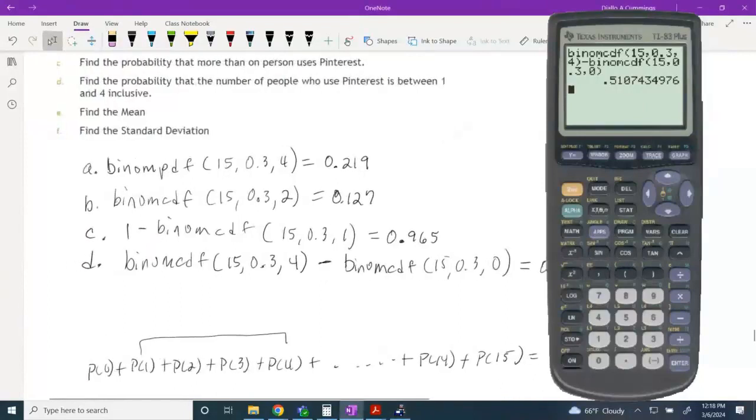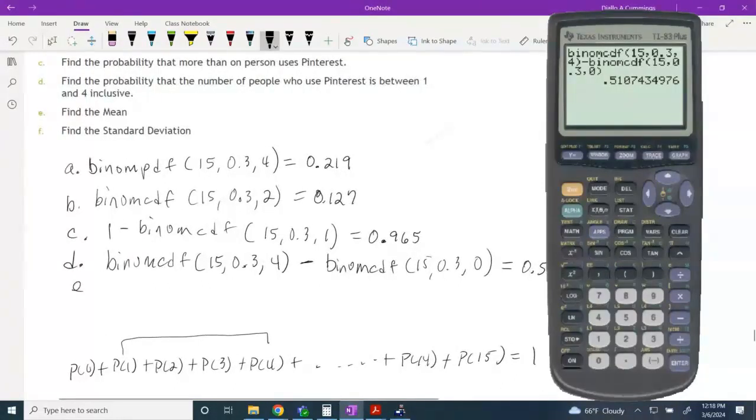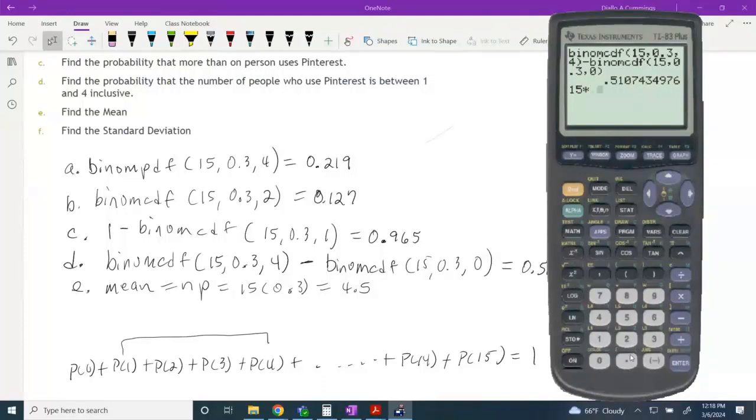All right, so E, the next one, says find the mean. Just remember that the mean is N times P. So N is 15 and P is 0.3. If you multiply those together, I believe you get 4.5. Yeah, 15 times 0.3.